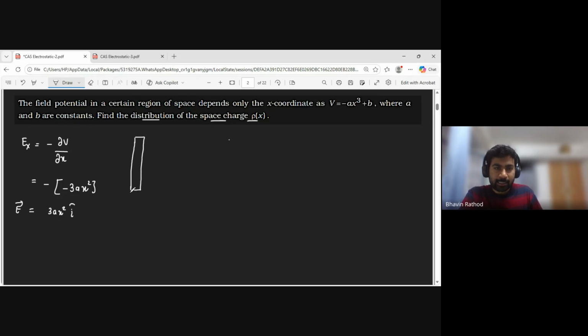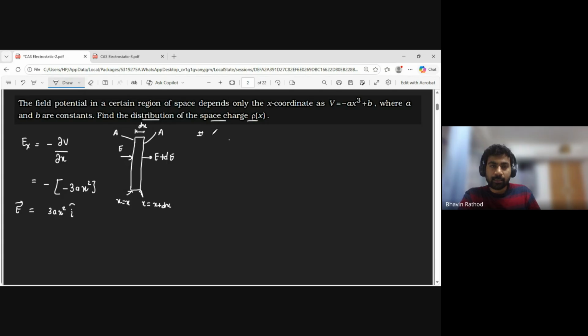Now, in this region, we will pick a small volume like this. Let us say this end is located at x equal to x, and this end is located at x equal to x plus dx. So it's a tiny portion with thickness dx, and let us say that the area on either side is A. The field on one side is some value E, and on the other side it is E plus dE. We know that it's in the x direction.